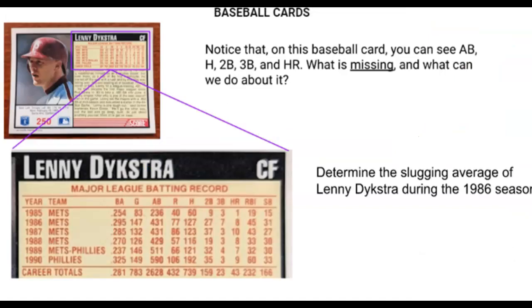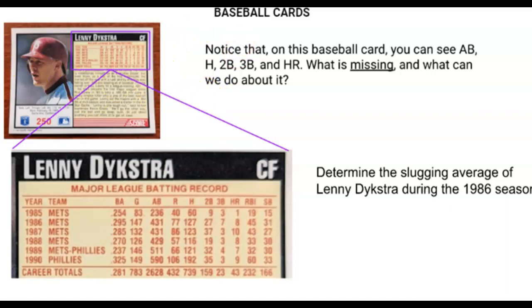All right, next, I want to talk about baseball cards briefly before I let you go. On a baseball card, in general, what you will see is the number of at-bats, the number of hits, doubles, which is 2B, that stands for doubles, 3B, that's 3 bases or a triple, and then HR, which of course stands for home runs. What's missing from here? Like if I was trying to calculate Lenny Dykstra's slugging percentage, what's missing? And what can we do to figure it out? Take a minute, pause the video, try to figure it out, and then come back to see if you got it right.